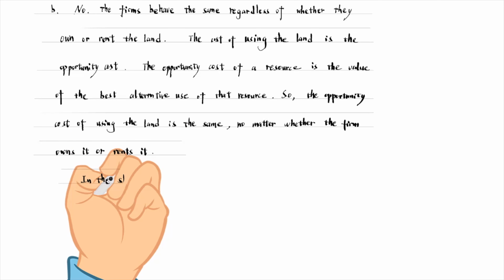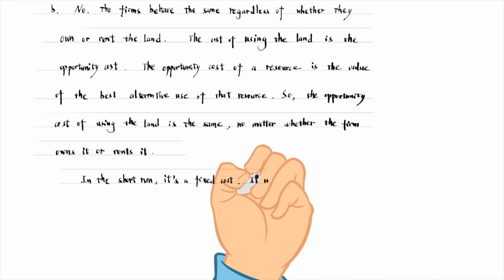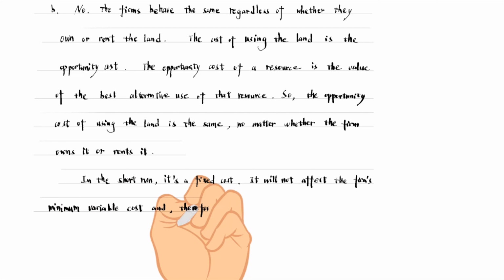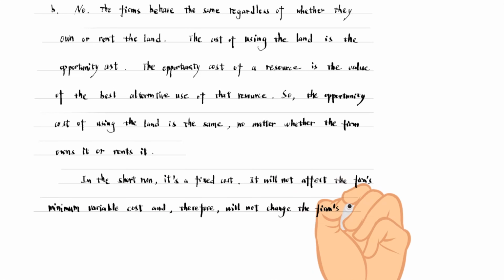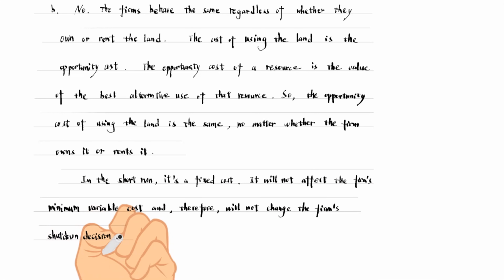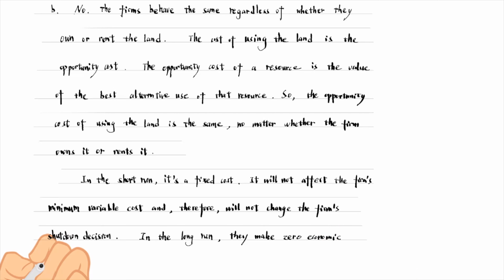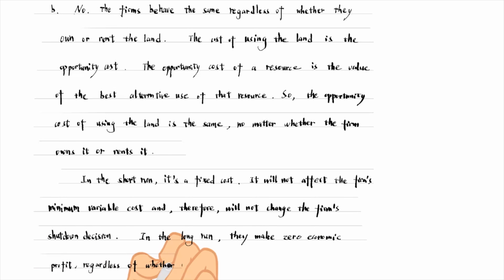It is a fixed cost in the short run. It will not affect the firm's minimum variable cost and therefore will not change the firm's shutdown decision. In the long run, the firms make zero economic profit, regardless of whether owning or renting land.